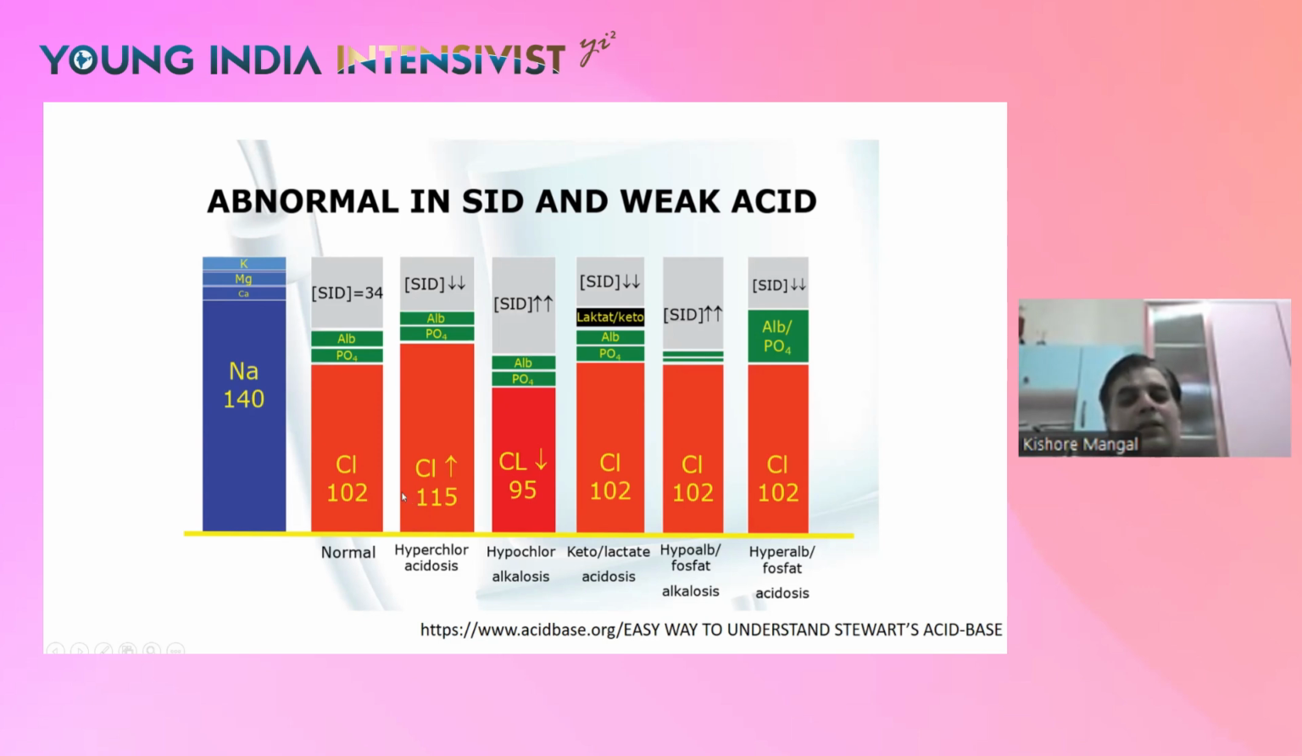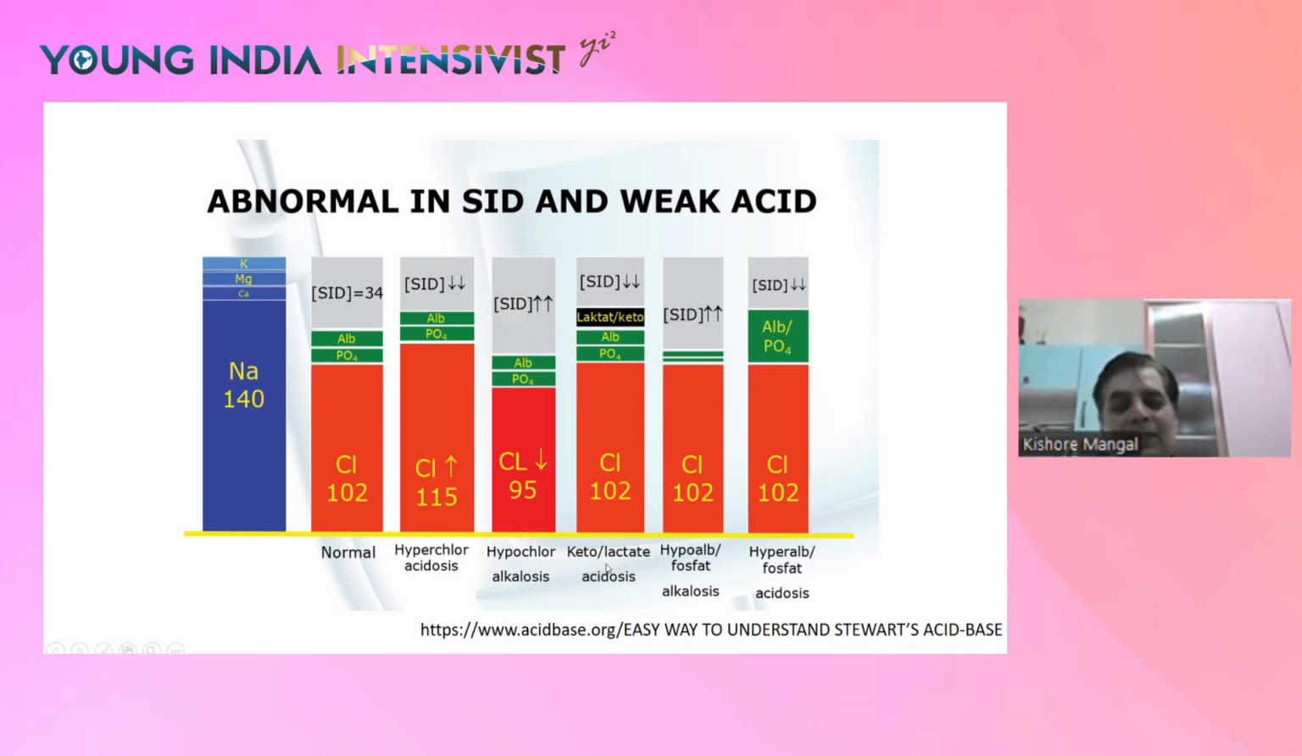excessively increased. If the chloride level is increased, then simply the strong ion difference reduces, and low strong ion difference is acidosis. So that is why hyperchloremia leads to acidosis as per Stewart's principle. If there is hypochloremia, which happens in vomiting, it will lead to an increase in SID, leading to alkalosis.